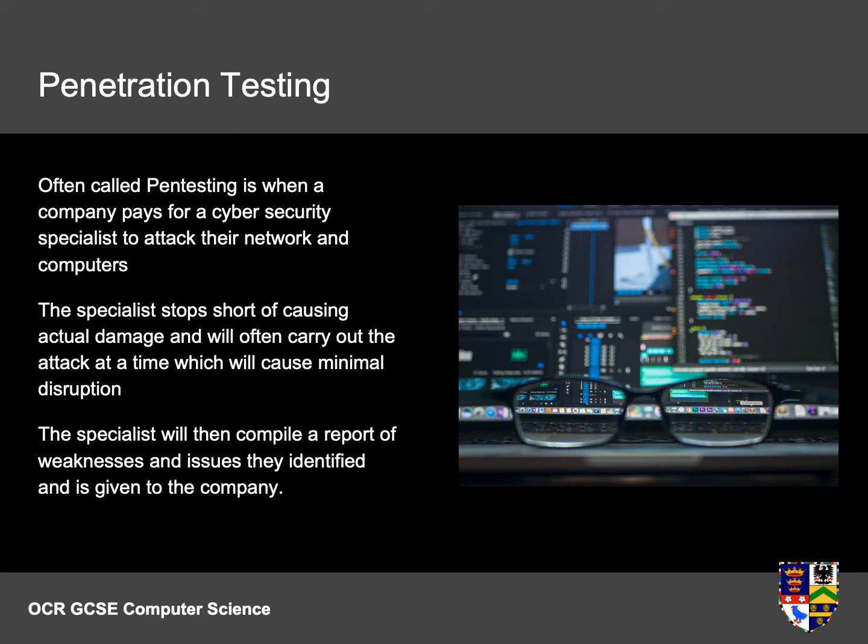A way of preventing a fair few of the threats we've already discussed is something called penetration testing, or pen testing. Now, this is where a company pays for a cybersecurity specialist to attack their own network and their computers. Obviously that specialist stops short of causing any actual damage, and more often than not they'll agree a particular time of day where it will reduce the disruption on the network and agree how far into the network they can go. Once they've attempted to get onto the network and found loopholes in the system, found weaknesses in the computers, they'll compile a report of the different weaknesses and issues that they identified, and the company can then make adjustments to their computers and their networks to make them more robust. So if an attacker tried these in real life, hopefully because of this measure being in place, they'll fail at attempting to get onto the network.